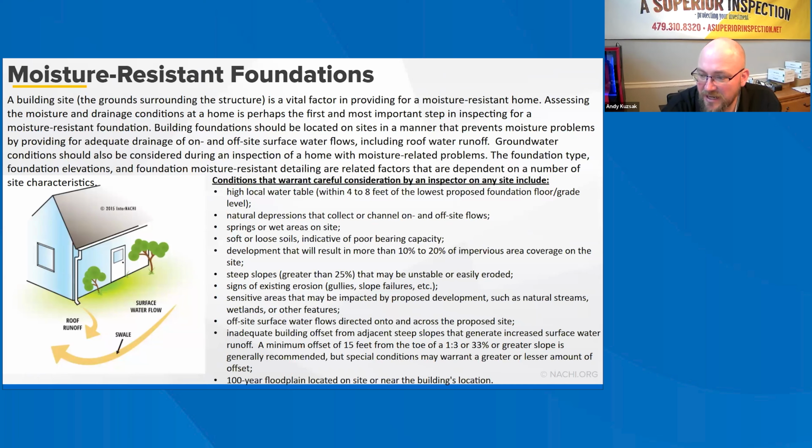It is usually very costly to correct site drainage problems and foundation moisture issues after the fact. Therefore, the inspector must be very careful as to what recommendations he or she makes about a site with poor drainage.